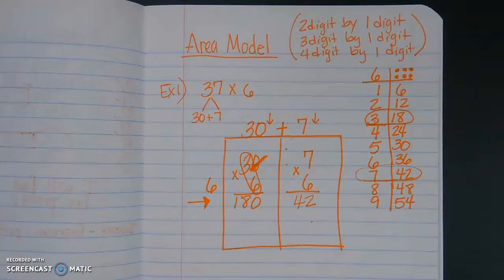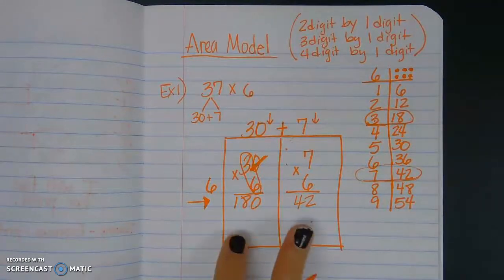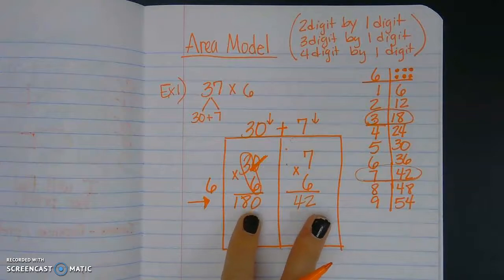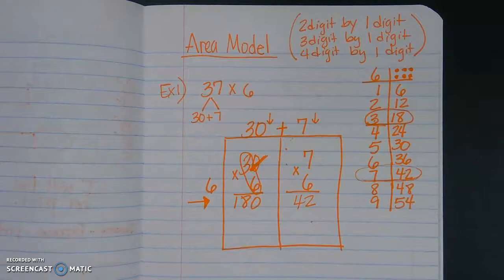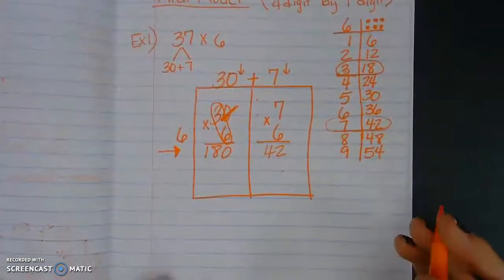The reason they're called a partial product is because when you multiply, you get a product. And these are only partial or part of your answer. Okay? So our job now is to take these two numbers and add them together. And that will give us our answer for 37 times 6. So, let's see.